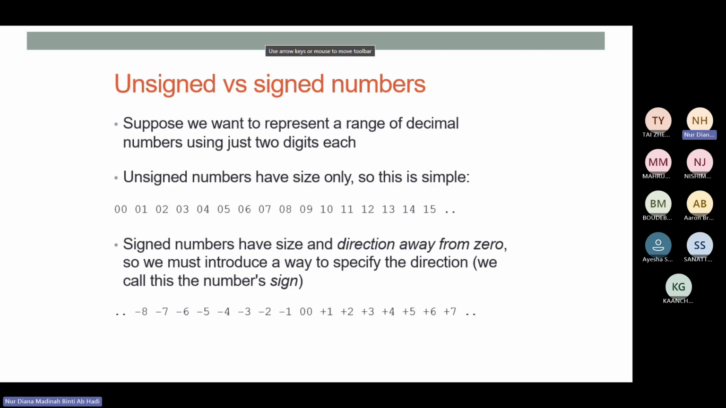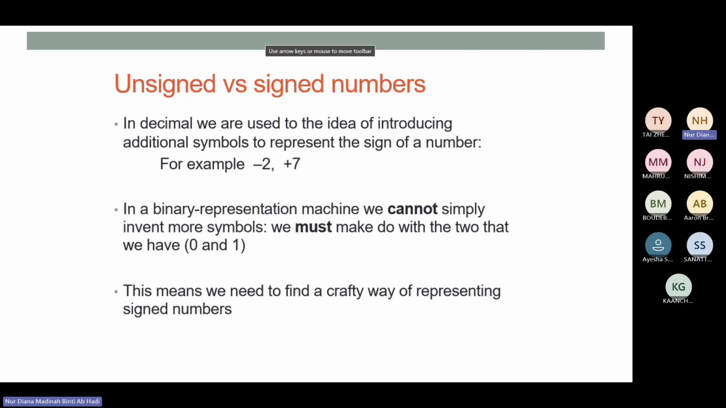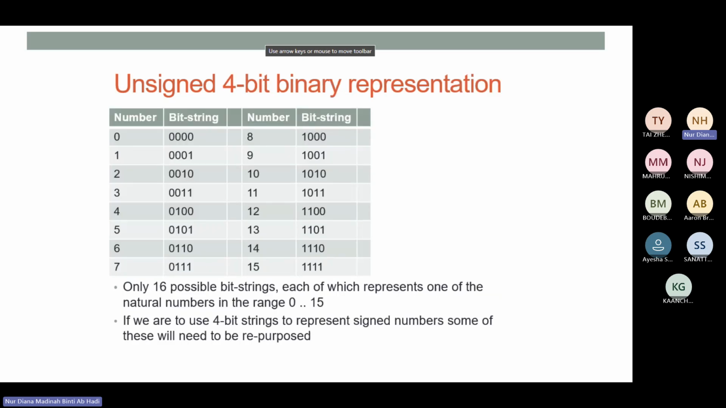Suppose we want to represent a range of decimal numbers using 2 digits. Unsigned numbers have only size, a size and direction away from 0. So we introduce a way to specify the direction. That's why we know it as a sign. In decimal, we use negative and positive. But in binary representation, we only have 0 and 1. It means that we have to find a very creative way to represent them.